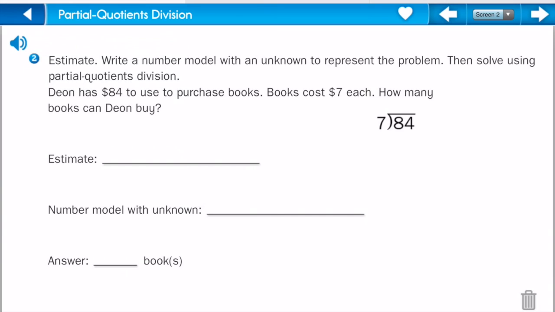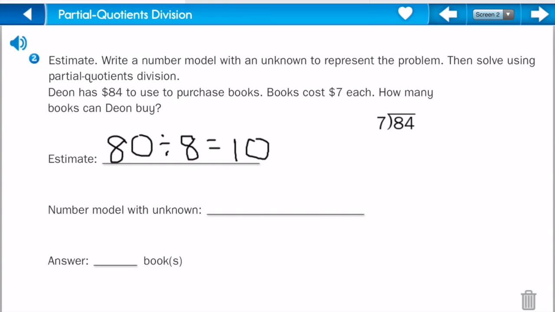All right, so now we are doing 7 divided by 84, okay? So let's do an estimate. I know that 84 is pretty close to 80, so I'm going to round down to 80. And I know that 7 is pretty close to 8, so if I round that to 8 and I divide that, I know that equals 10 because I know my tens facts.